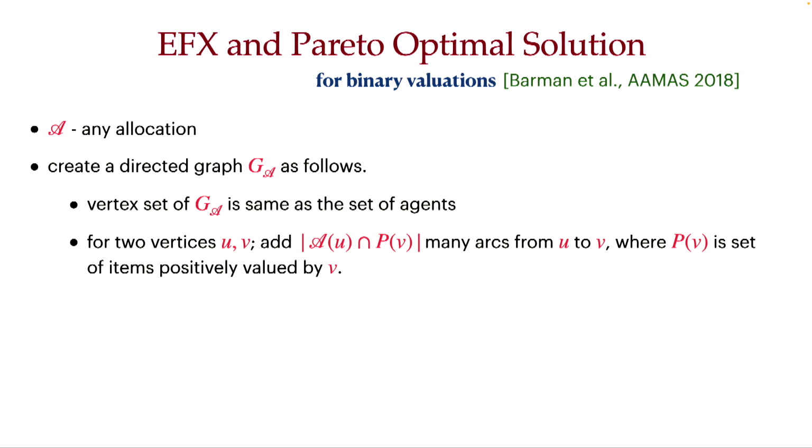Okay. So you have currently an allocation A, right? Now there are some items, goods, that are positively valued by V also. You will add those many arcs between U and V. Negative cannot be. It's a binary valuation setting, meaning for every good I have value either 0 or 1. Okay. So this is the construction of the graph.